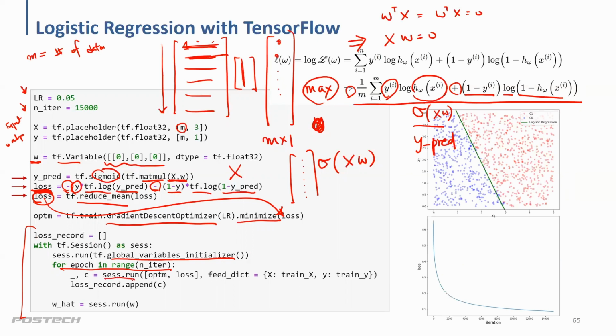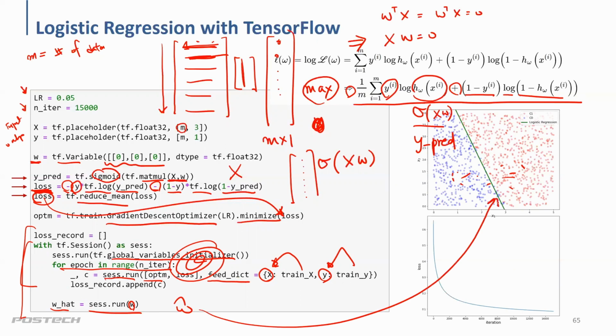I'm going to repeat it in each iteration up to the number of iterations. I put everything into a session and run it, and for each iteration I'm going to feed. So these are the placeholders. I'm going to put the true training data set into the placeholder of capital X and the placeholder of Y, and run the optimization. And at these iterations we do gradient descent, so we update the omega each time. At the end, we compute the omegas, and there will be omega hat.